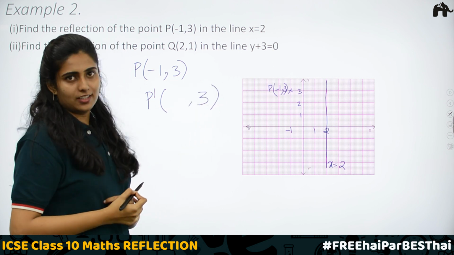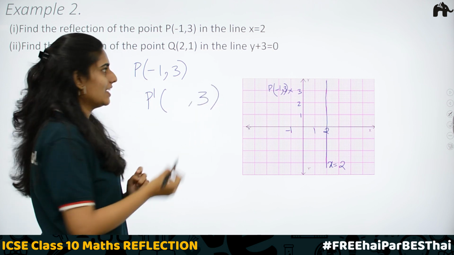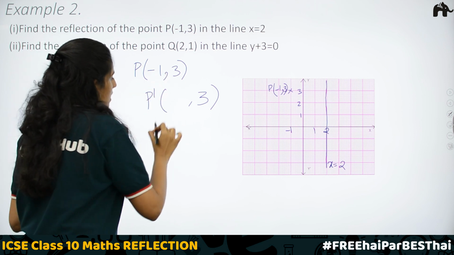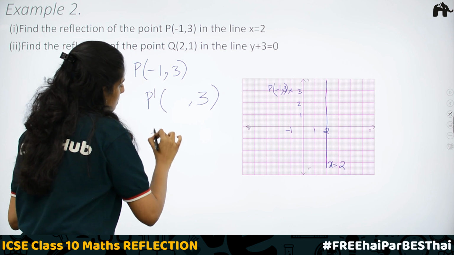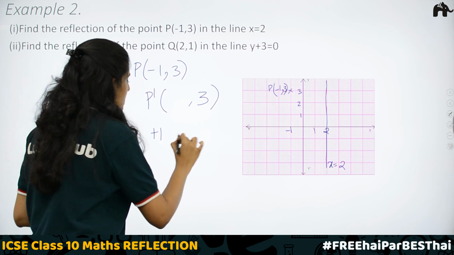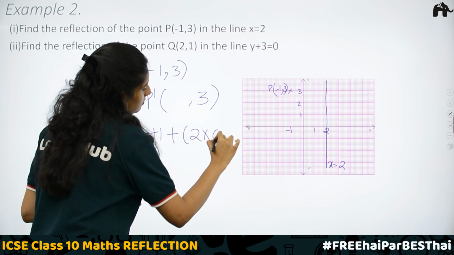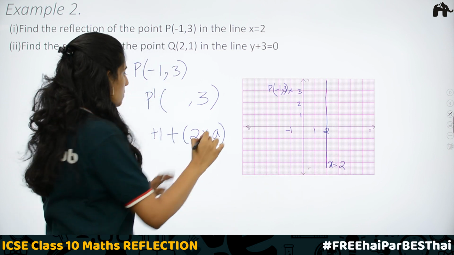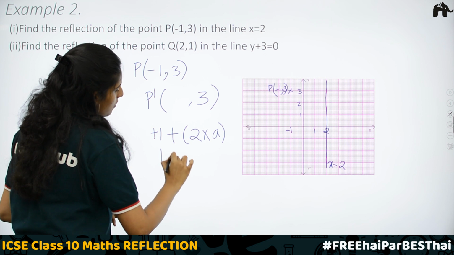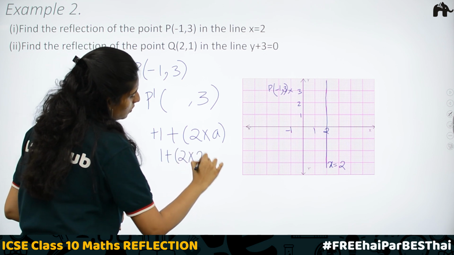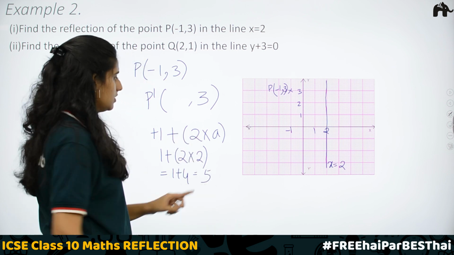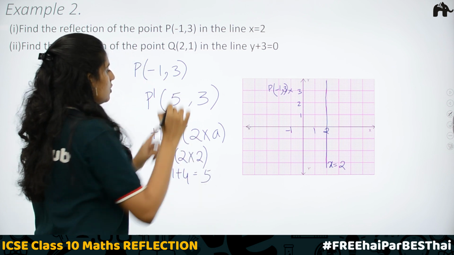What about the x coordinate? How to calculate the x coordinate? Yes. Take this point. Here we have minus 1. Opposite: minus 1 becomes plus 1. Plus 2 into a. What is the value of a here? We have x is equal to 2. Put a is equal to 2. 1 plus 2 into 2, that is equal to 1 plus 4, which is equal to 5. So, 5, 3.